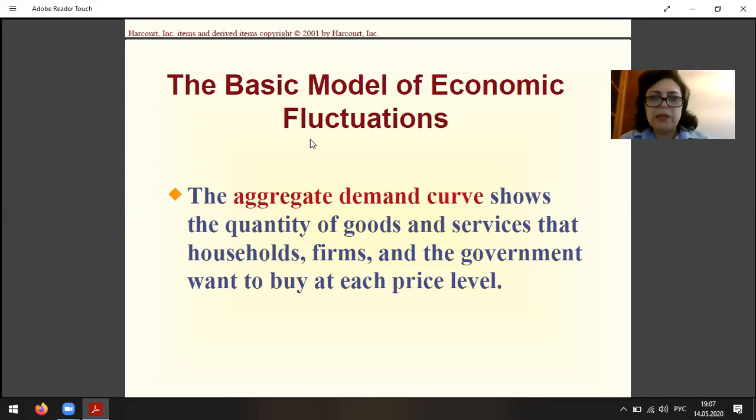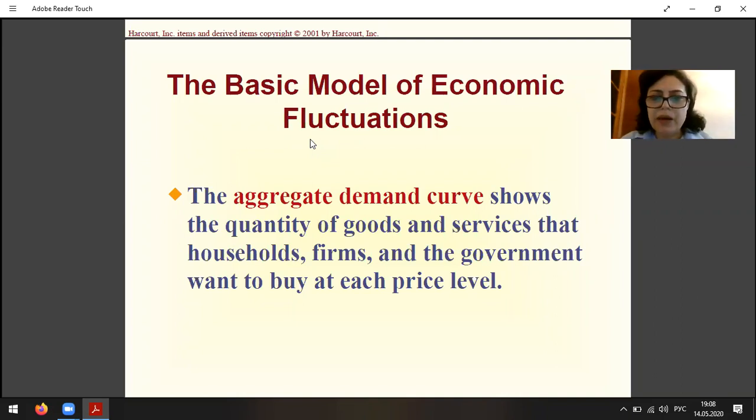Summarizing all of this, we may assert that aggregate demand, as well as the aggregate demand curve, because the difference between them is so negligible, the curve is just visualizing the aggregate demand. They show the quantity of goods and services that all households, all enterprises, all companies, all corporations, all firms, absolutely all economic agents, and of course the government, want to buy at each price level. That is the aggregate demand.